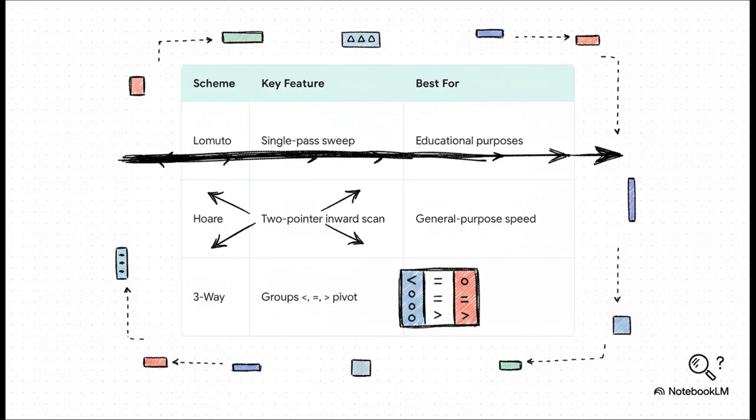You've got a few key schemes. The Lomuto scheme is super simple to understand, which makes it great for learning. Then you've got the Hoare scheme, which uses 2 pointers that scan inwards. It's usually faster in the real world. And then there's this really cool specialist, the 3-way partition, which shines when you have a ton of duplicate numbers.